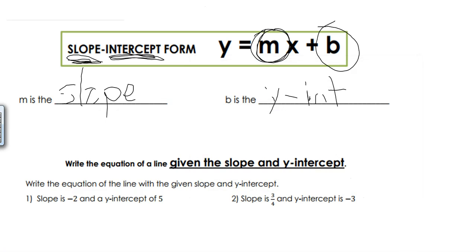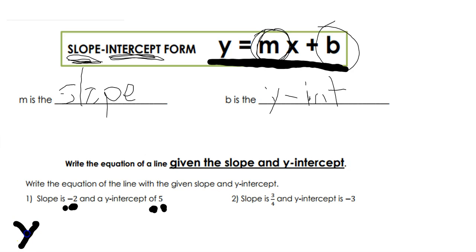Alright, so if we're given the slope and the y-intercept, that's probably the easiest case where we can actually write our slope-intercept form. In this problem, our slope is -2, and our y-intercept is 5. So if we use this formula up here again, y equals mx plus b, if we write our formula, it's really easy.